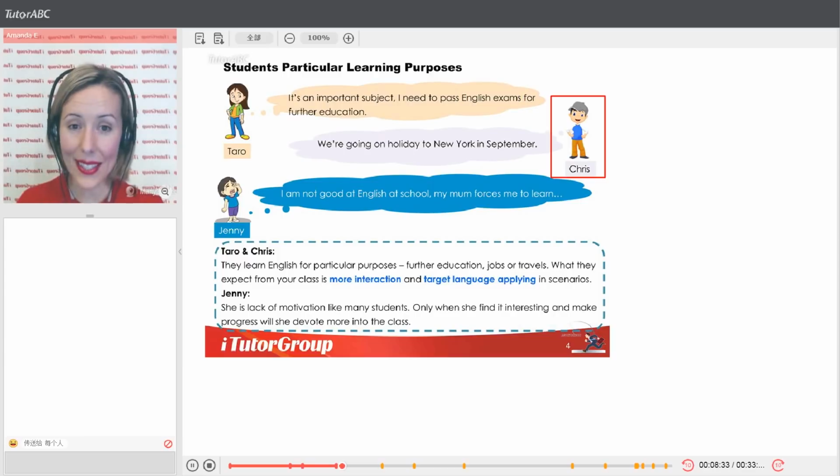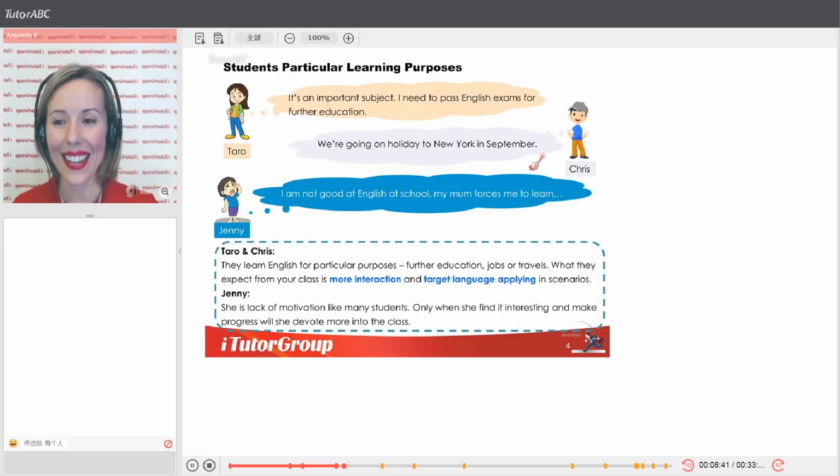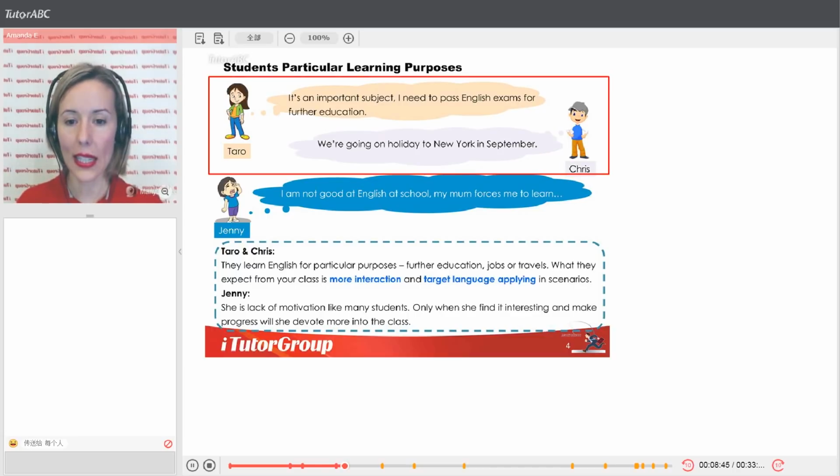And then we have Chris. He says, "We're going on holiday to New York in September." So he needs to learn English to be able to survive when he goes to an English-speaking city and country. So both Taro and Chris are motivated. They're learning for a particular purpose and a particular reason, whether it's to get a good job and a good education, or to be able to communicate when they're traveling.